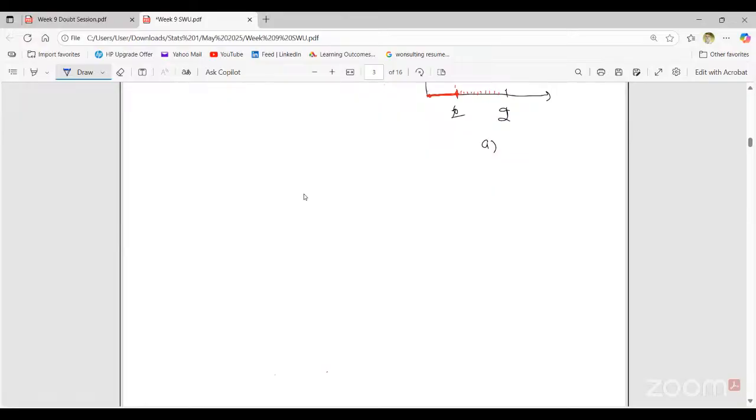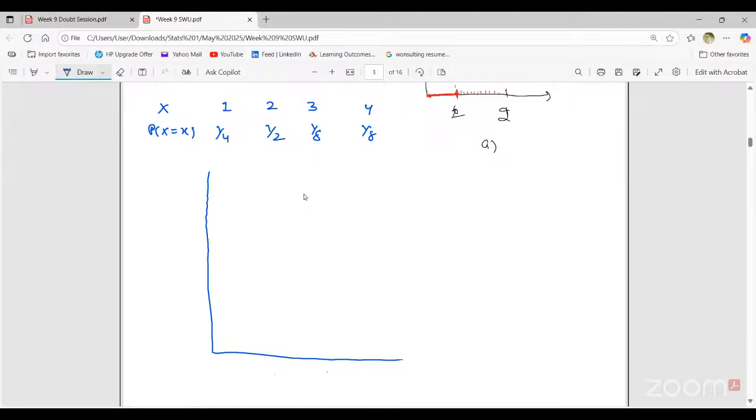So I have these values, X and probability of X. So 1, 2, 3, and 4, with probabilities 1 by 4, 1 by 2, 1 by 8, and 1 by 8. This is the probability, correct? Now, this is 1, 2, 3, and 4. Let's suppose this is 1 by 4.